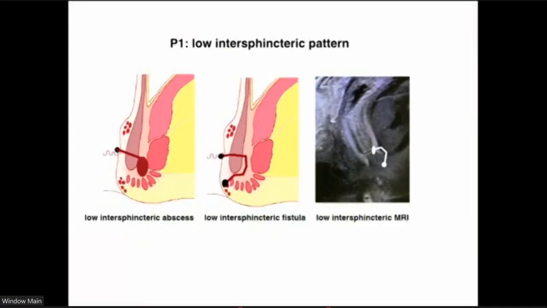The type 1, the P1, pattern 1, low intersphincteric pattern. This is the abscess. This is the fistula. It passes between the internal sphincter and the subcutaneous external sphincter. This is not common. I think it's around 10% of the fistula is the low intersphincteric pattern. Not very common.